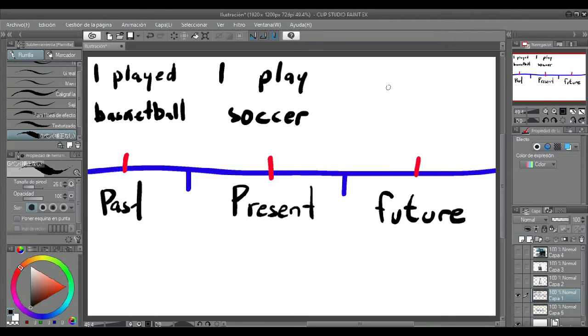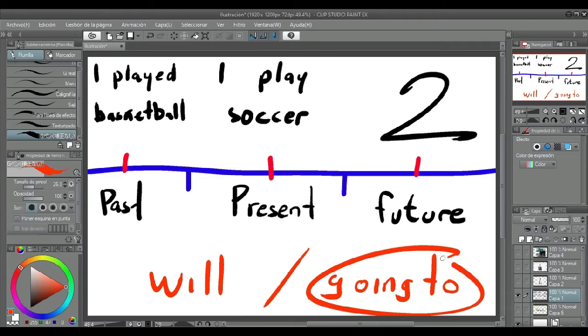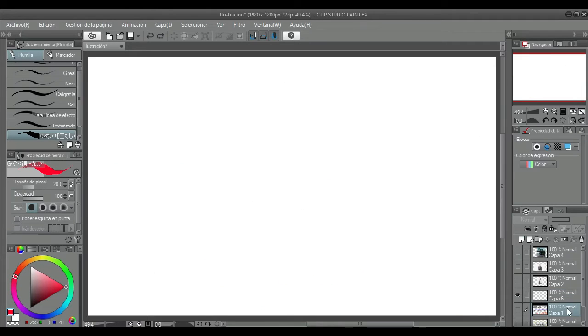And then for future, we have two ways to use future. One of the two forms is will, and the other one is going to. For today's video and the next one, we're going to concentrate on this one, going to. Alright? Alright. So, the structure for going to is simple.